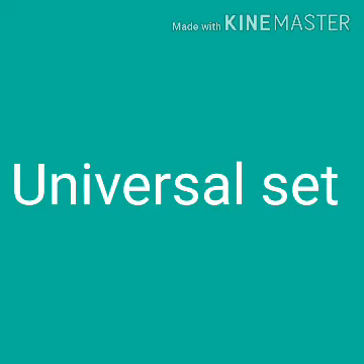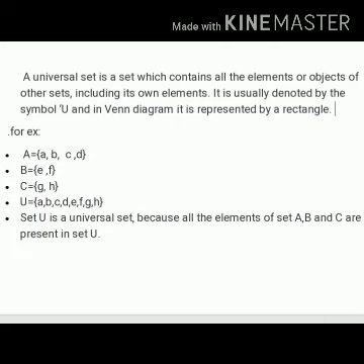Now, let's learn universal set. Universal set means a bigger set which will accommodate all the given sets under consideration. For example, sets A, B and C are given. All the elements of sets A, B and C are present in the set U. So, it means U is a universal set. A universal set is usually denoted by the symbol U, and in a Venn diagram, it is represented by a rectangle.